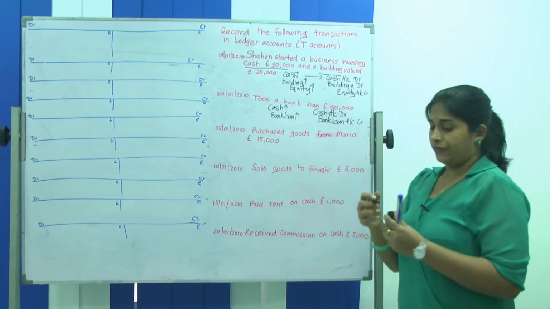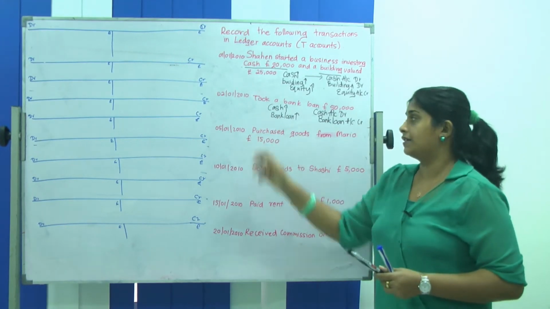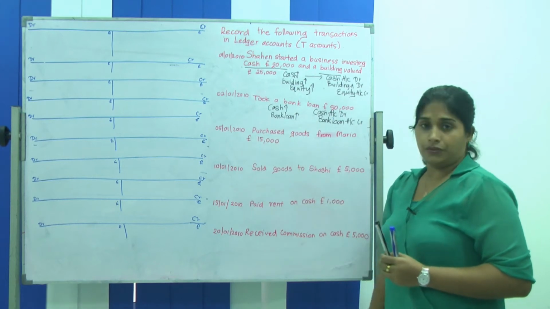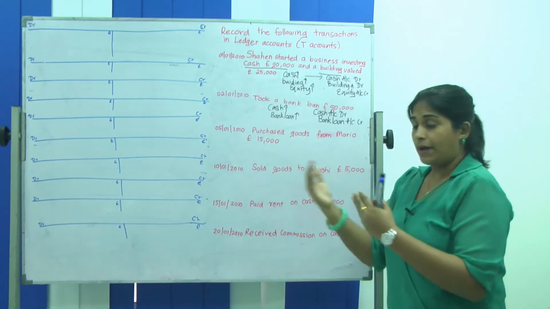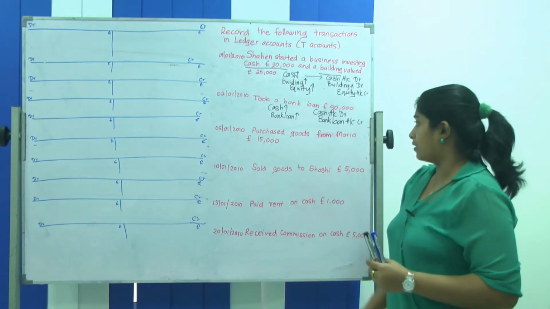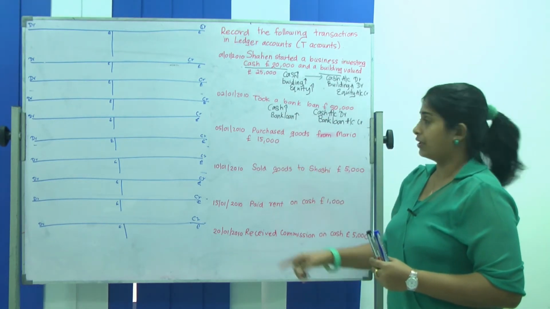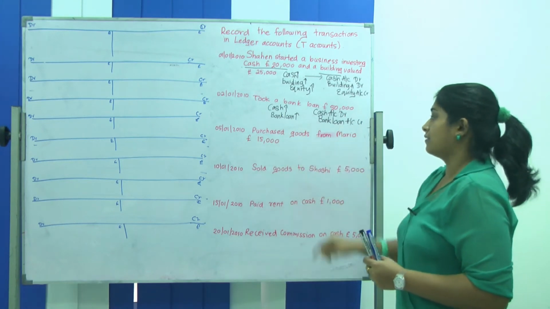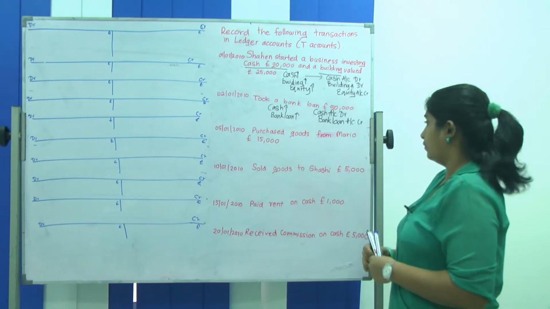Understood? So on the 2nd of January, Shaheen takes a bank loan of 50,000. So he gets cash. So cash increases, it will be debited to the cash account, and you are creating a liability called bank loan. So it increases, it will be credited to the bank loan account.